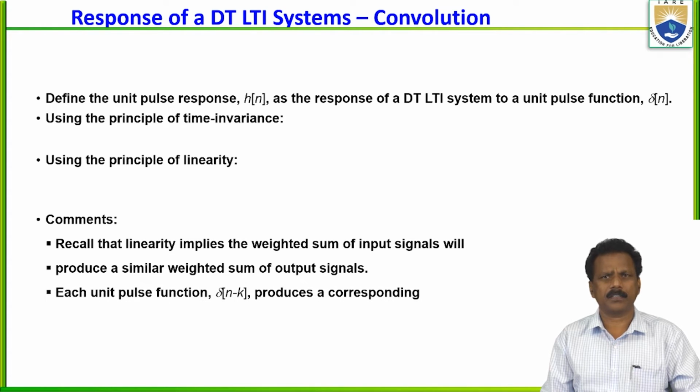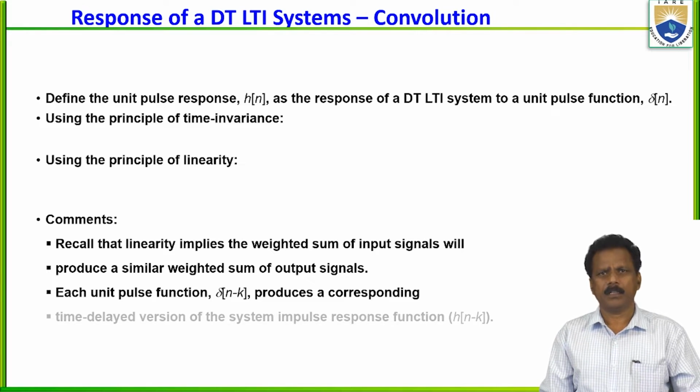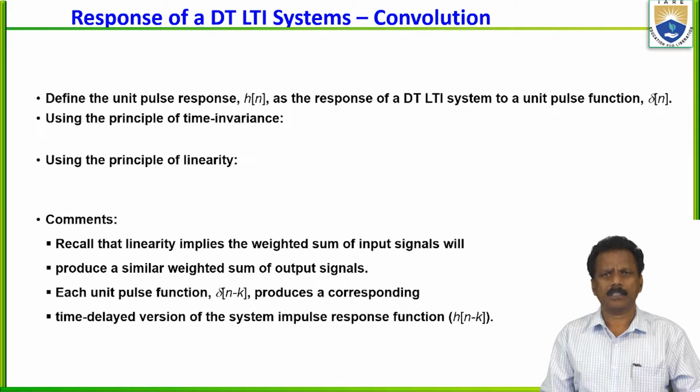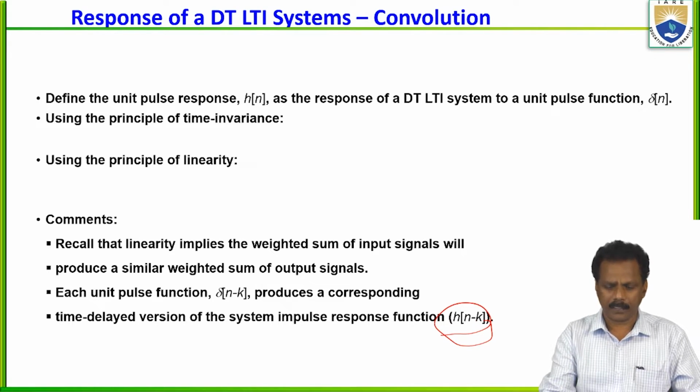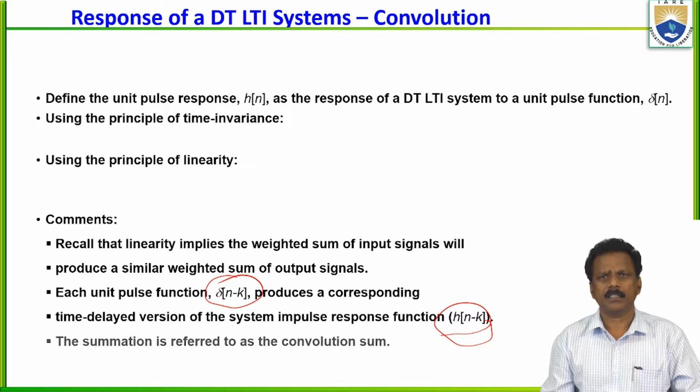After that, for each unit pulse function delta of n minus k, how is the corresponding signal produced? It is the time delayed version of the system impulse response function, h of n minus k. This h of n minus k responds to delta of n minus k. The summation is referred to as the convolution sum.